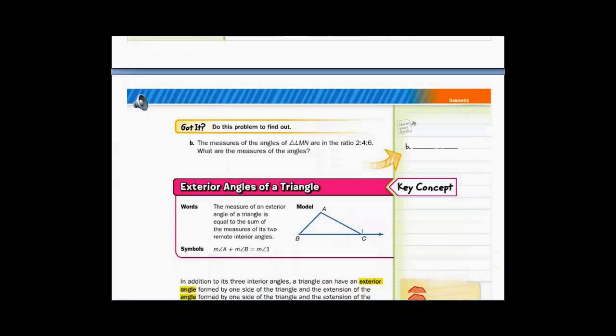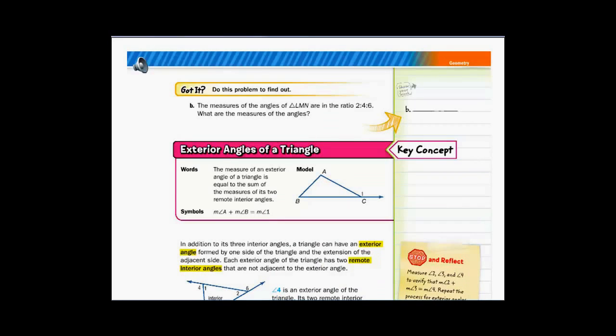All right, with that one, pause it and try it, and I will come back and let you know what your answers are.